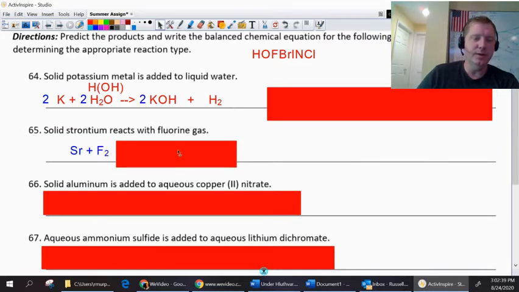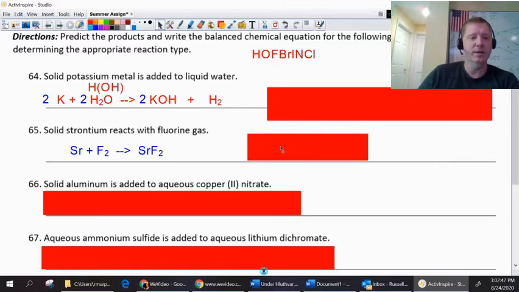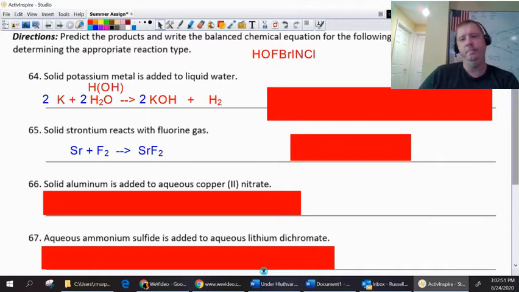And the next one, we have strontium reacting with fluorine. Well, if strontium reacting with fluorine, this can't be a single replacement or a double replacement. The only thing this can be is a synthesis where they both come together. And since strontium's a +2 and fluorine's a -1, that balanced pretty easily.